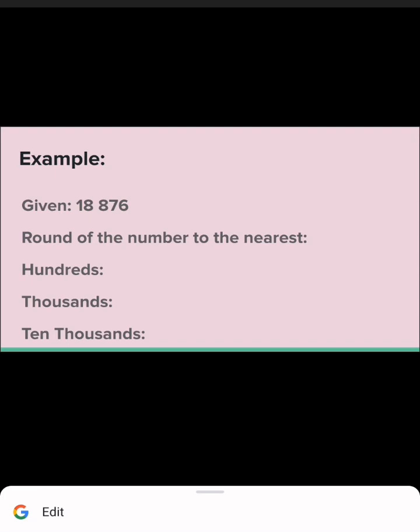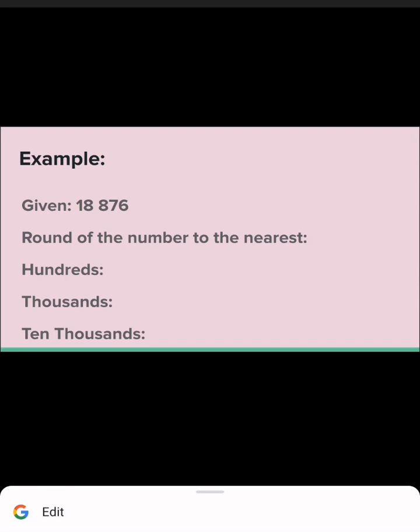So we are going to change it to 0. All to the right, we change all of them to 0. And then we are going to add 1 to the number that's being rounded off. So in this case, is it 18,000 or 19,000? This number will be rounded off. It will become 19,000. All right, because we add 1 to 8, and then we transform 876, all the numbers to the right, to 0.